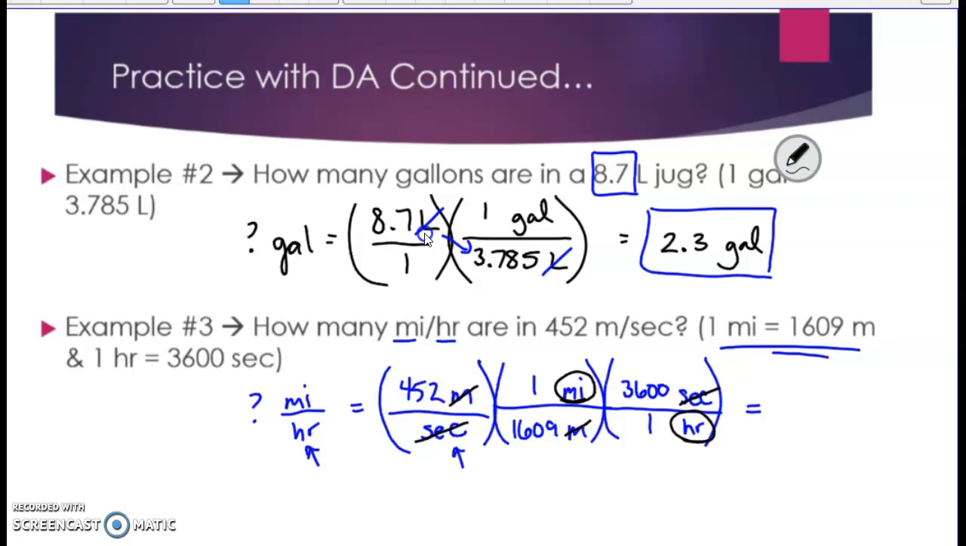So you go ahead, you solve the problem, and then when you round, you want 3 significant figures. It's always based on the given. And so when I round for this one, I end up getting 1,010 miles per hour.